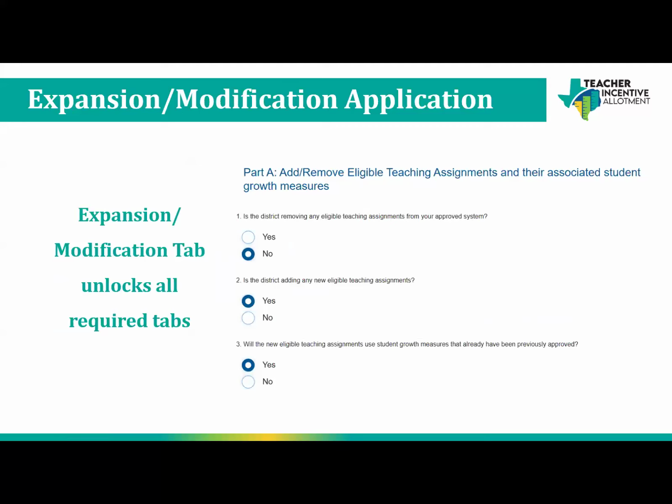What unlocks everything is the expansion modification tab itself, not the weighting tab. For expansion modification tabs, I know many of you may not be there yet, but hopefully eventually, if you're new, you'll be expanding next year or the year after that. So this hopefully will still be relevant for you, even if you're not expanding this year. This is where you tell us what you want to change. What do you want to expand? What do you want to modify? And based on what you say on this tab, that will unlock the tabs that you need to complete. I will be showing you a demonstration of this in just a moment.